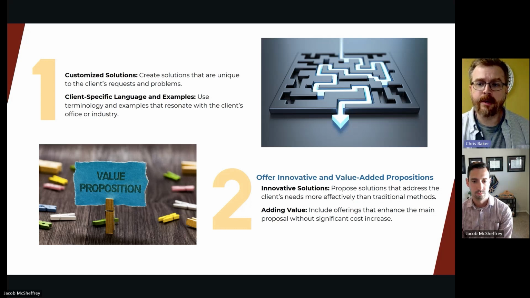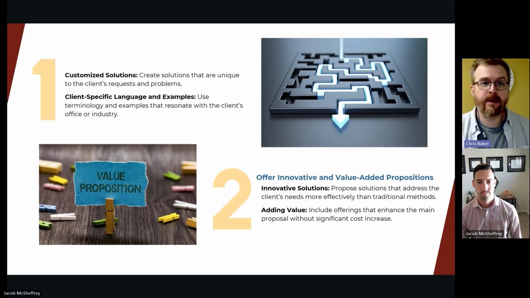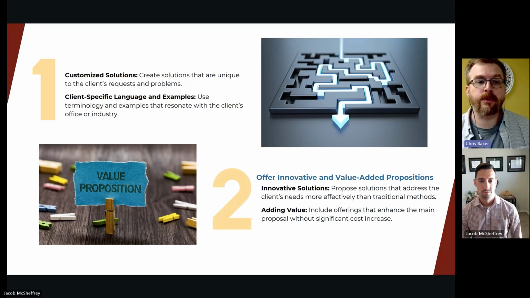Innovative solutions. So proposing solutions that address the client's needs more effectively than traditional methods. Always a good approach whenever possible. So addressing the client's needs more efficiently or effectively than traditional methods, highlighting any unique technologies, methodologies, or approaches that you use, which plays right into what we just talked about showing how you can benefit them.